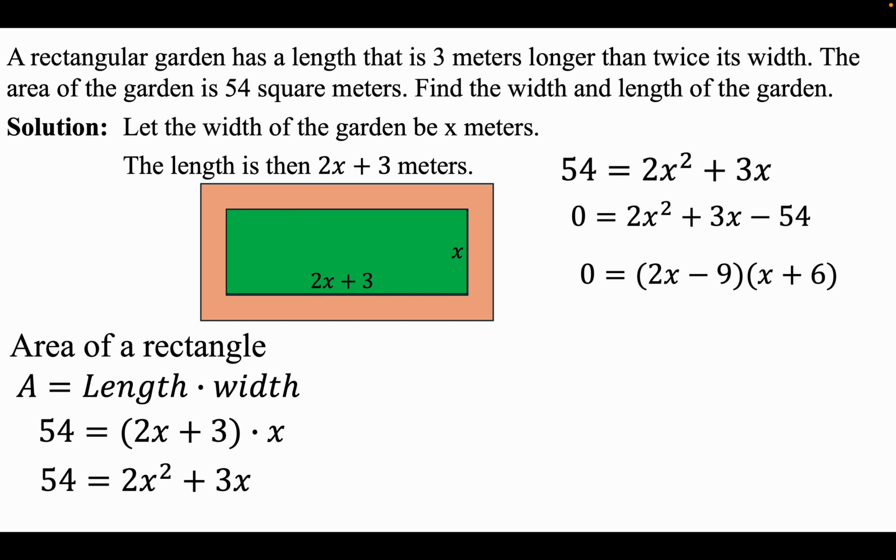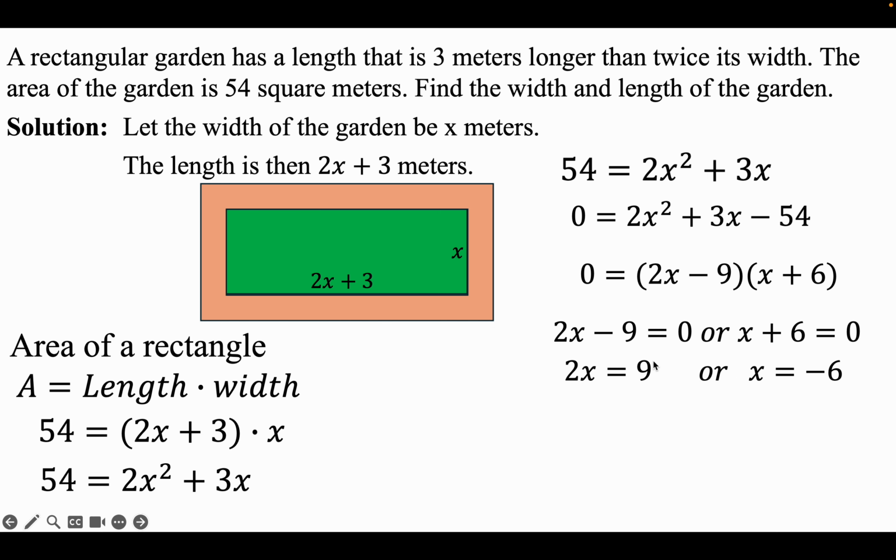Now, since the product of those two factors is equal to 0, by the zero product property, at least one of them is equal to 0. So I set each factor equal to 0 and solve for x. Over here, I can subtract 6 on both sides to get x equals negative 6. And then over here, we're going to add 9 to get 2x equals 9. To isolate the variable x, we're going to divide by 2. So x equals 4.5, which is 9 divided by 2.